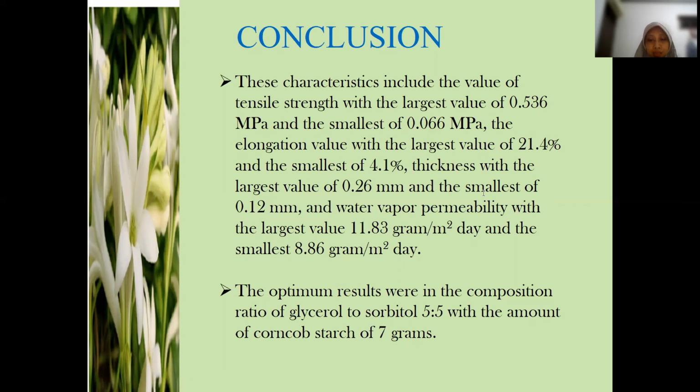Most of these characteristics already met the JIS standard, except the elongation value. Then, taken from conditions that are close to the optimum result, we had the glycerol to sorbitol ratio of 1, which is 5 to 5, and the amount of starch is 7 grams.